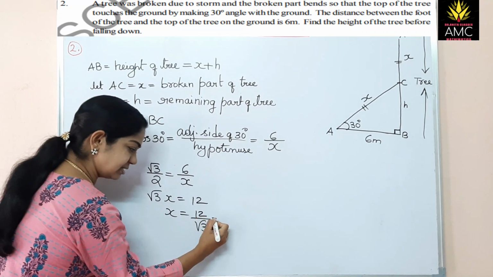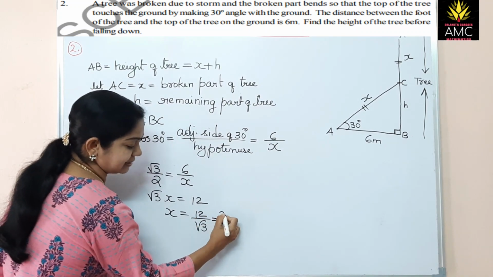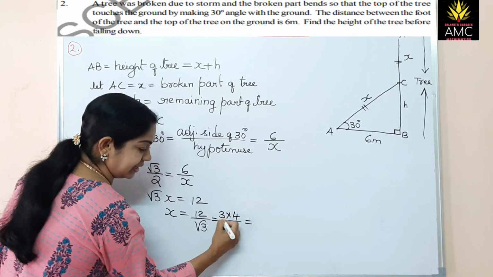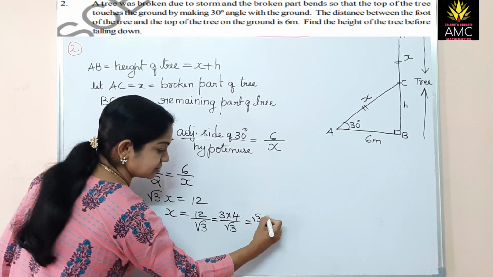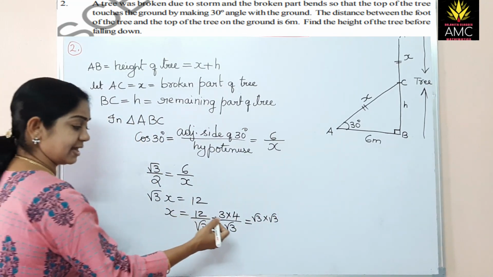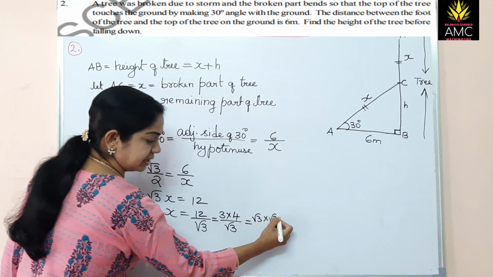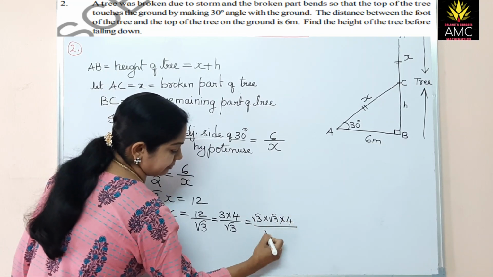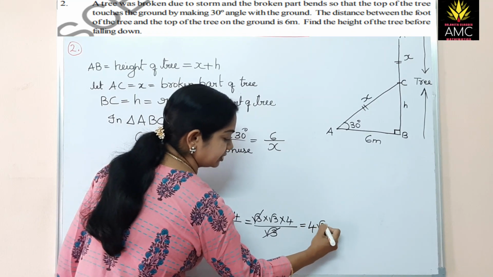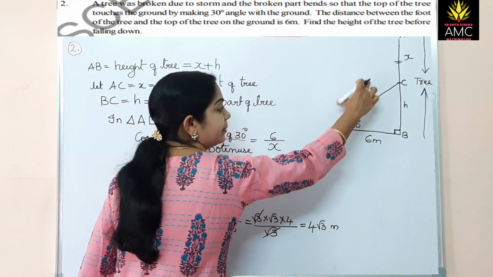So you can further simplify. You can write 12 as 3 into 4, isn't it, by root 3. That 3 you can write as root 3 into root 3, isn't it? Root 3 whole square. The root and square get cancelled and 3 remains. So root 3 into root 3 into 4 by root 3, you can cancel it off. So it comes to 4 root 3 meters. This is the broken part.